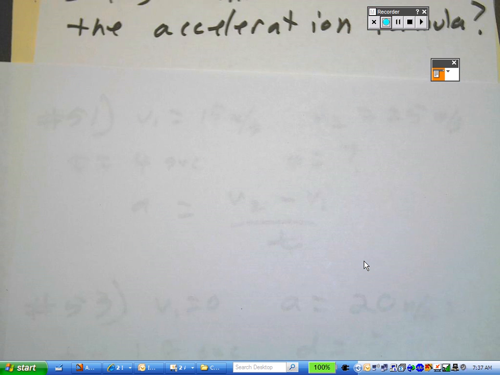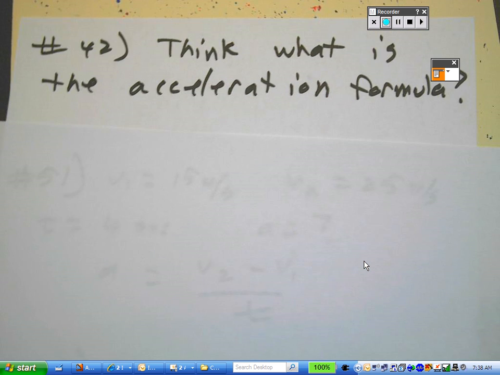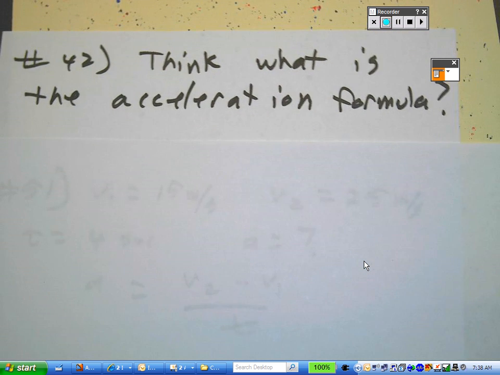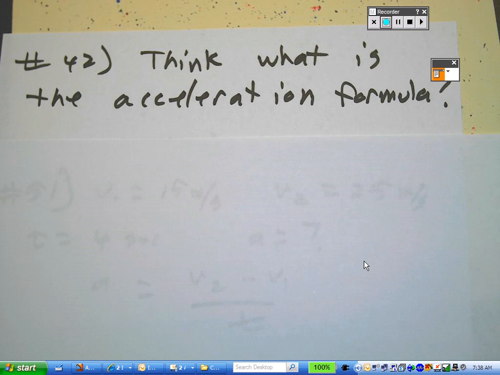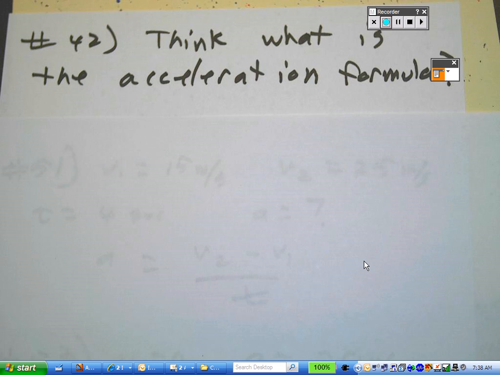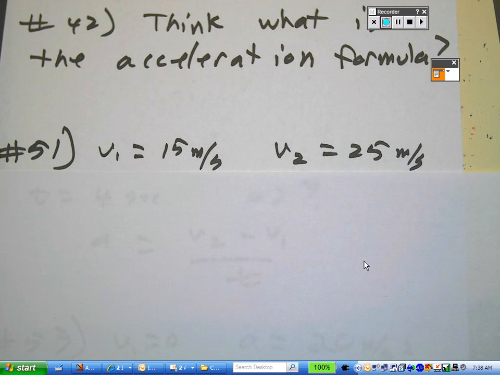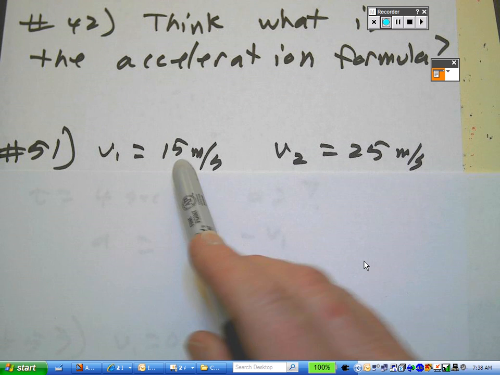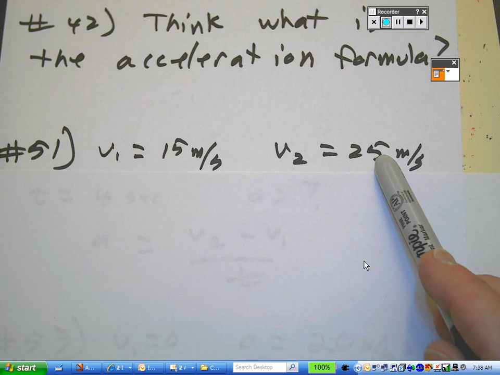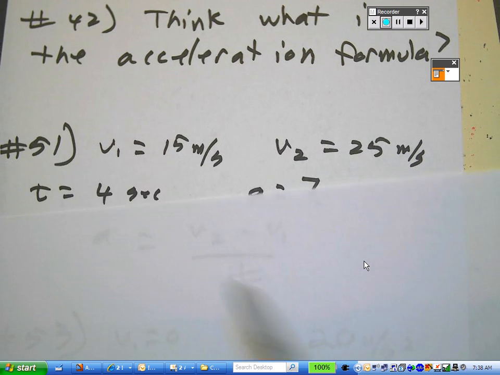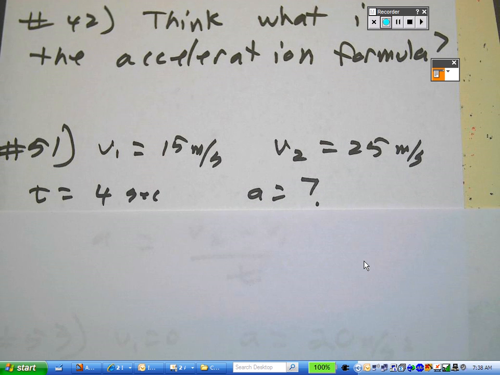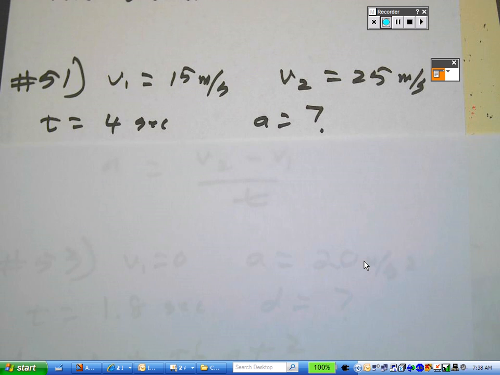Number 42 is one of these thought questions, and I'll just give you a little hint. It is asking about the acceleration, so think about what the acceleration formula is as you answer the thought question. Number 51, you've got the beginning velocity of 15, the ending velocity of 25, and the time is 4. The acceleration is what you're solving for. Well, certainly you want the formula that has acceleration.